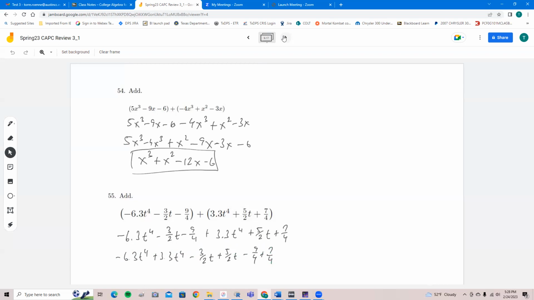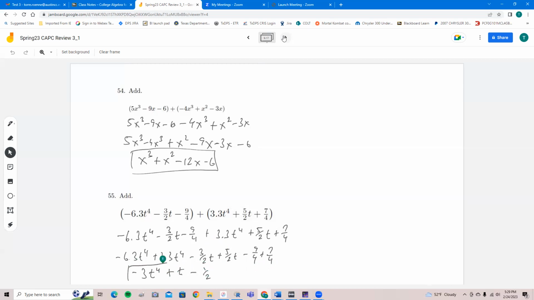That's nice. Okay, so I just add negative 6.3 plus 3.3. That should be negative 3 t to the fourth, if I'm not mistaken. And then 3 halves and 5 halves is 8 halves. So this is negative 3 halves plus 5 halves. So it's 5 halves minus 3 halves. So that's 2 halves, which is just 1. So plus 1t, or just t. And then minus 9 fourths plus 7 fourths. That's negative 2 fourths, which is the same as negative 1/2.